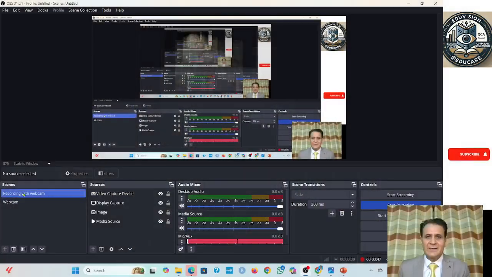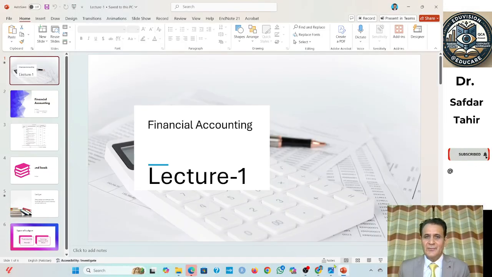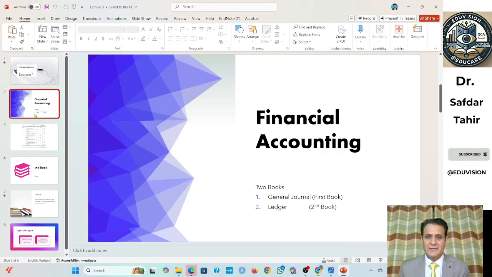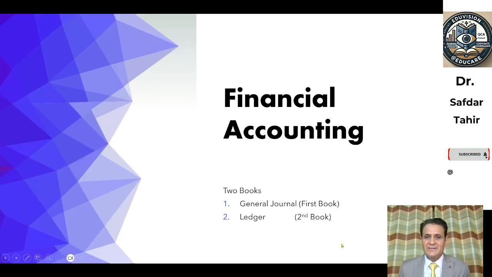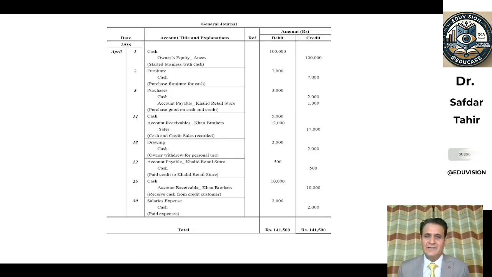Basically, accounting consists of two important registers. One is the general journal. This is the first register. This is the first book of accounting. And the second is the ledger. The ledger is a big book of accounting which contains many ledger accounts.